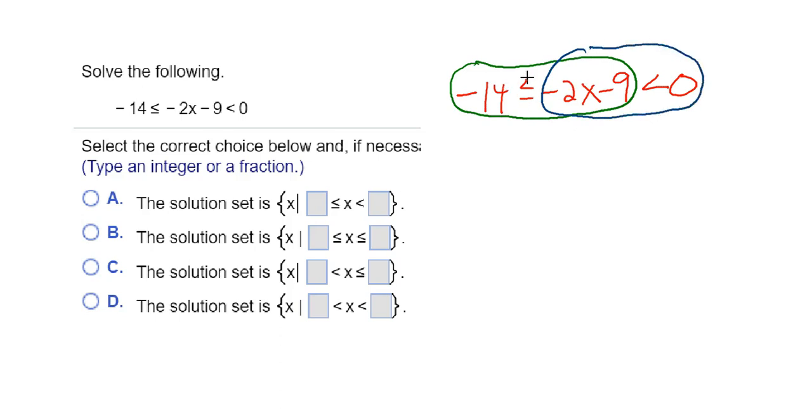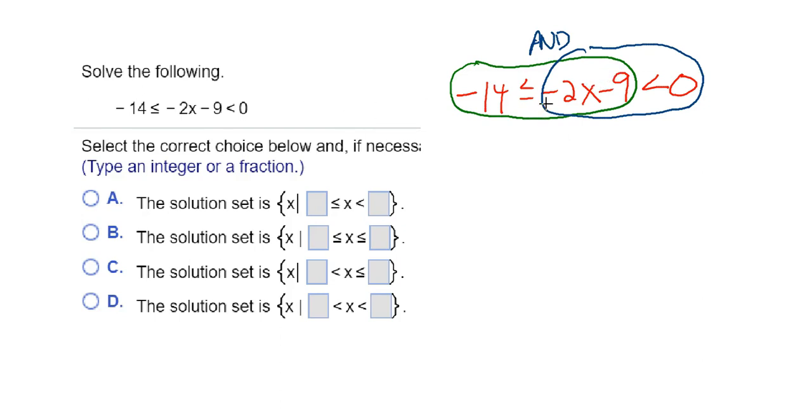And while it's not explicitly stated here, anytime an inequality is set up in this fashion, it's always an AND. You can never set an OR up in this way. So this is automatically an AND compound inequality. So we want both of these inequalities to be true at the same time. Right? We want negative 14 to be less than or equal to negative 2x minus 9 and negative 2x minus 9 to be less than 0.